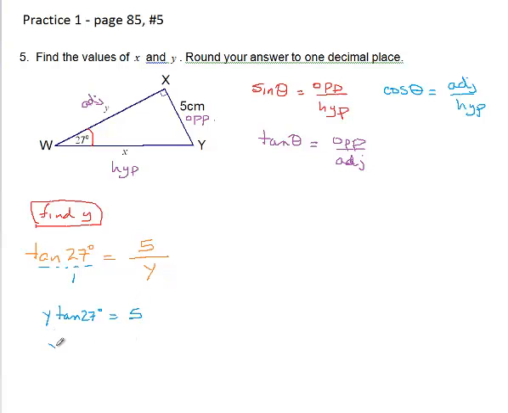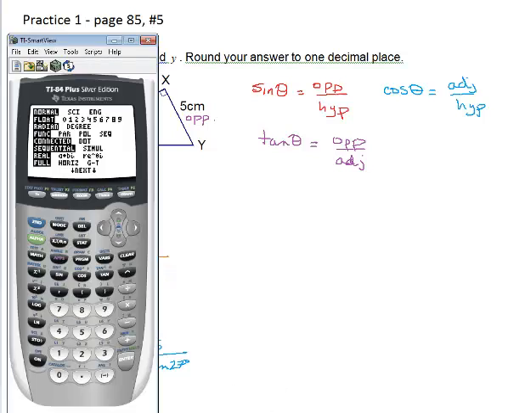And now I take each side, divide by tan 27, and by dividing by tan 27 I isolate the Y. That cancels. Of course, whatever you do to one side you must do to the other, and that works out to what? Well, let's bring up our calculator and see. Now, I'm just going to quit there for a second and show you the blank screen.